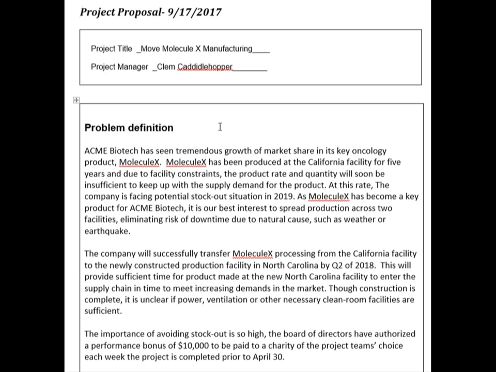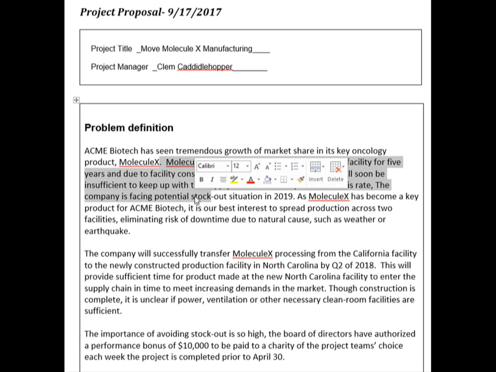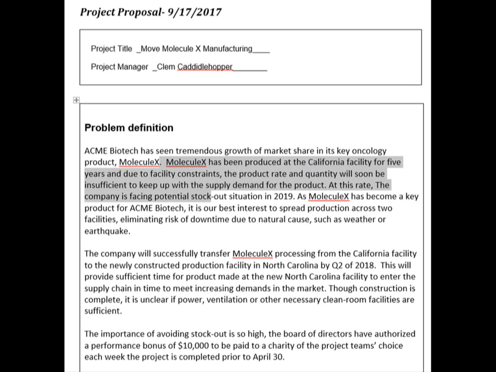We have a problem or an opportunity, and it could be a problem. It could also be an opportunity we want to take advantage of. In this case, I'm talking about growth of market share in our key oncology product, but we're going to have a stock out situation if we don't do something to improve the product manufacture. So that's the background. This is what our problem is.